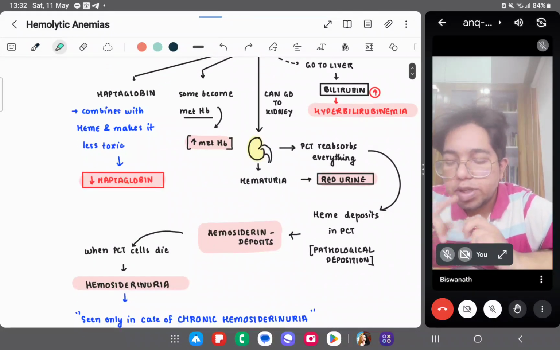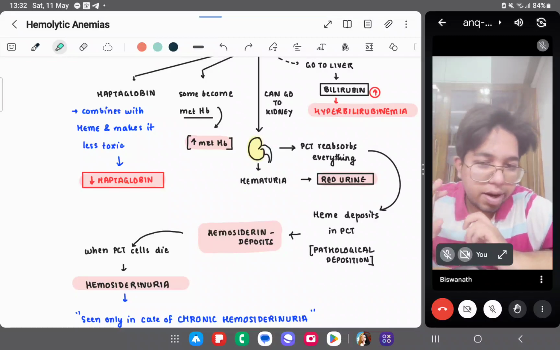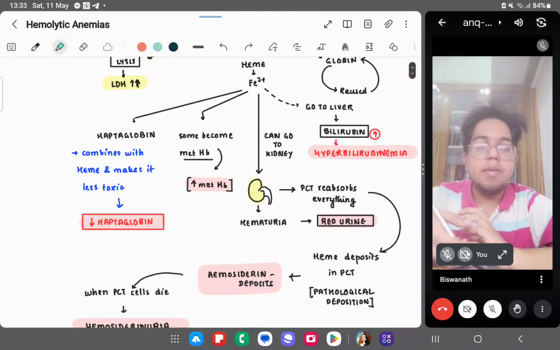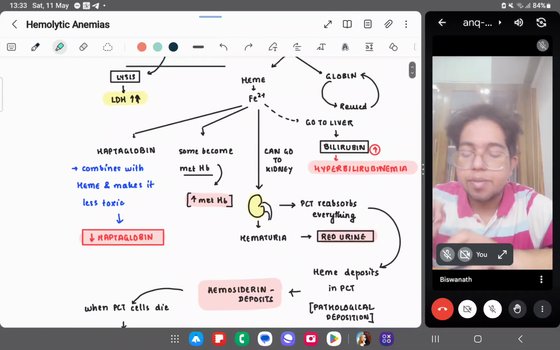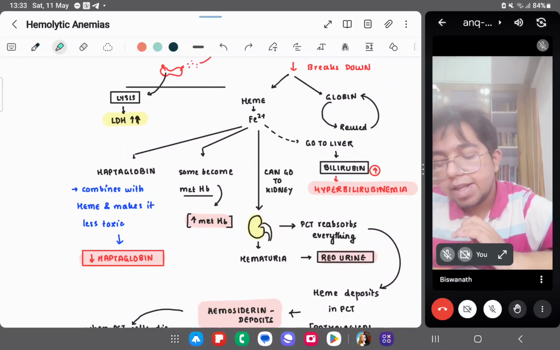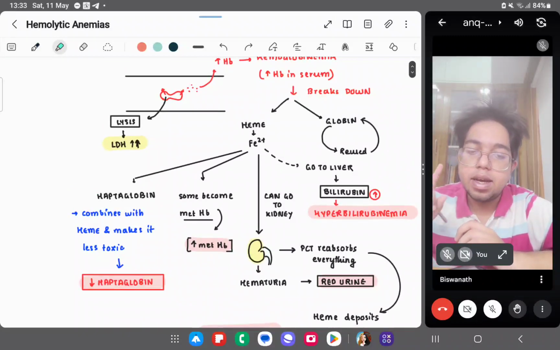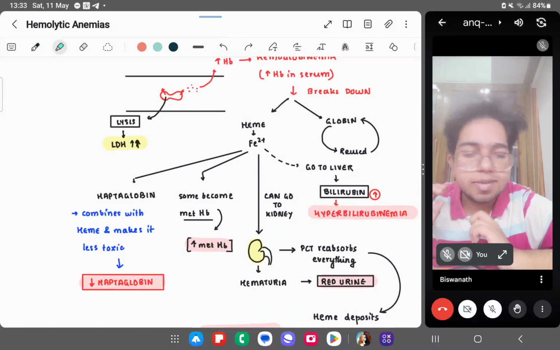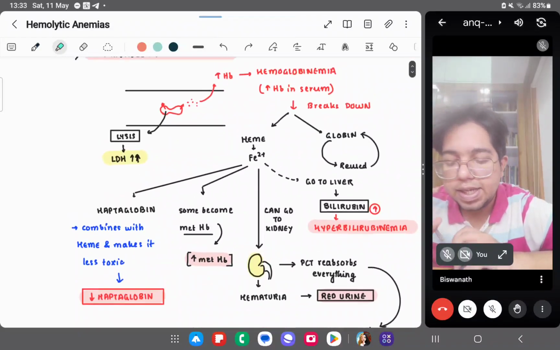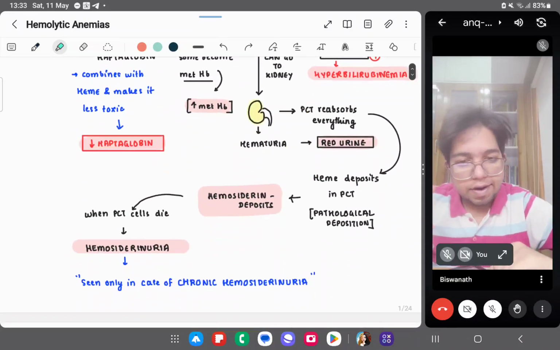So heme deposits in the PCT will cause hemosiderin-laden deposits, and this can cause hemosiderinuria if PCT cells die. Cells will die means obviously the hemosiderin will leak out, right? Then it may go to the liver and increase the bilirubin levels, hyperbilirubinemia. Hyperbilirubinemia is a common finding, right? It is not a specific finding. It will be seen in intravascular and extravascular hemolysis. We'll see how. These are the findings.